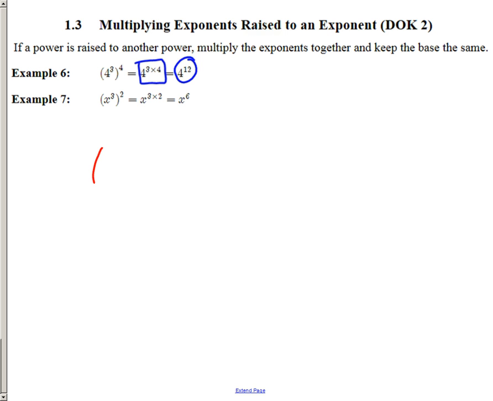Let's take a look at this last example, x to the third power raised to the second power. So we keep the base the same, and we multiply 3 times 2, and that equals 6. So it equals x to the sixth, and their example is correct.